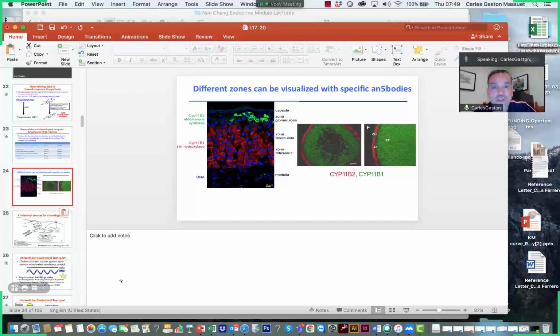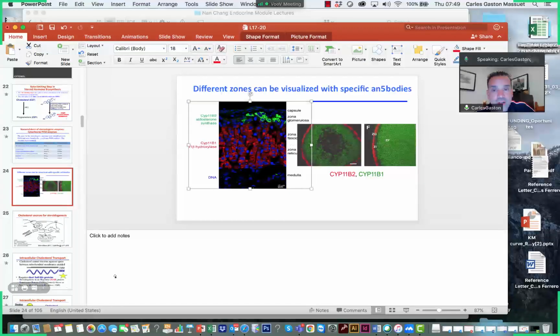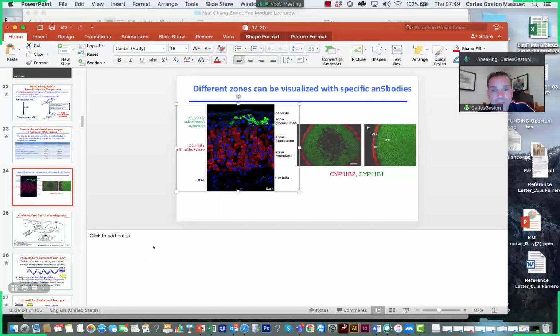So if we look, for example, at a cross section of the adrenal gland and we stain with antibodies against CYP11B2, aldosterone synthase, can you see? They are found in the zona glomerulosa, these positive cells, okay? If we look at CYP11B1, 11-beta hydroxylase, it's found in the zona reticularis, okay? And then you can see CYP11B2 in red in the cortex here of the adrenal, and CYP11B1. You can see also the expression.